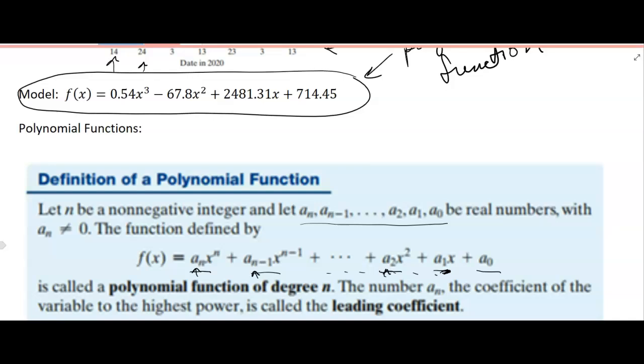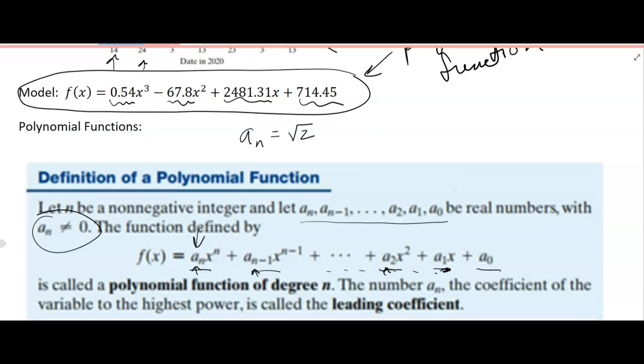Those have to be real numbers. So we're talking about this coefficient here, here, here, and here. All of those are real numbers. So a sub n could be the square root of 2. That's a real number. We prefer integers, but we don't always get that. Okay, so a sub n can't be 0, so the first one can't have a coefficient of 0 because then you wouldn't have that term. You have the next term.